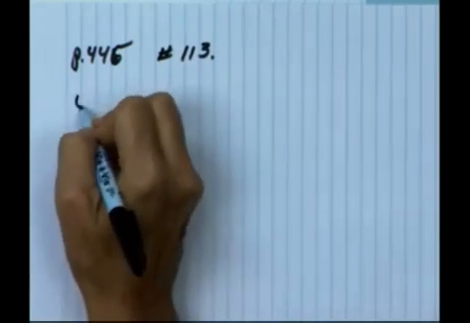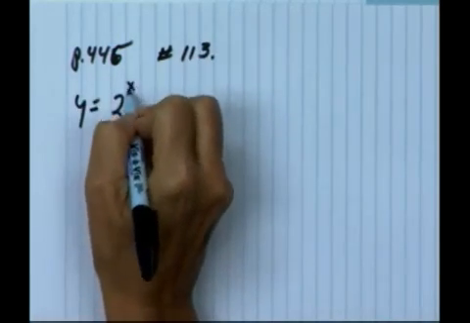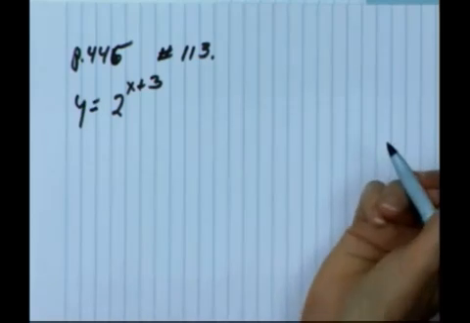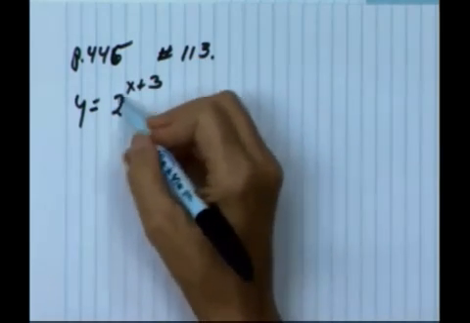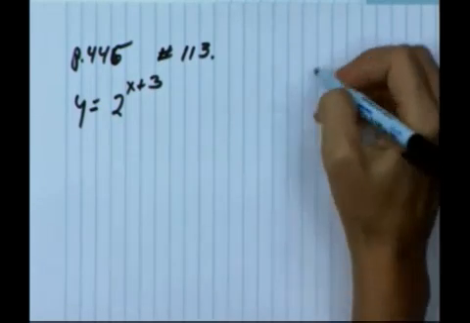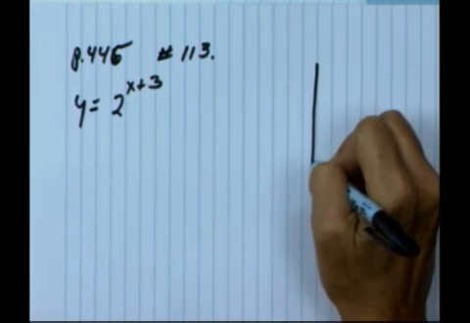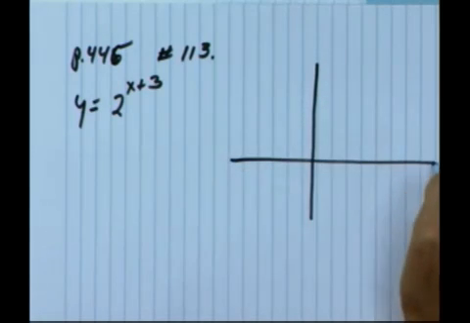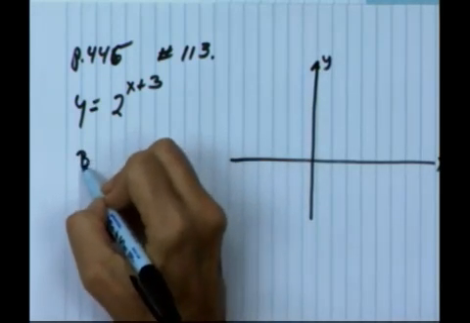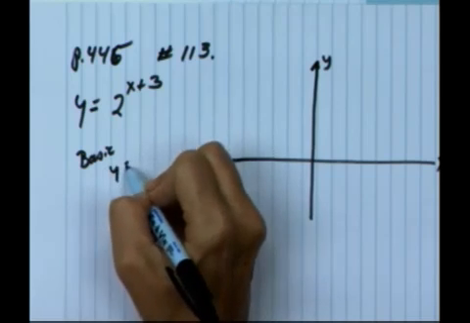Okay, page 446, number 113. It's y equals 2 to the x plus 3. What basic function does this look like? What basic function are you going to be shifting around? It is an exponential. Your basic function is y equals 2 to the x.